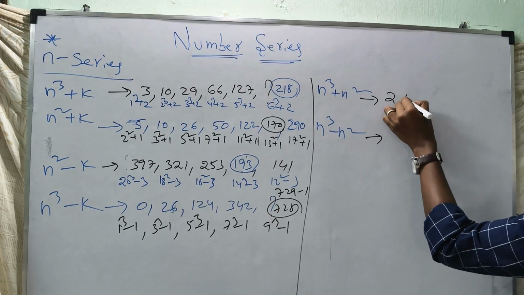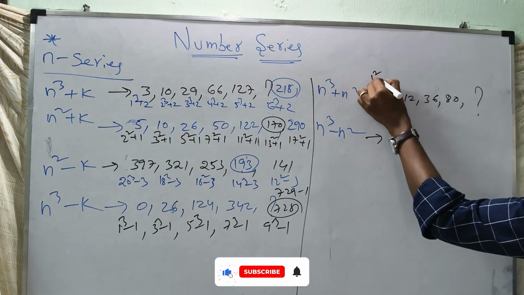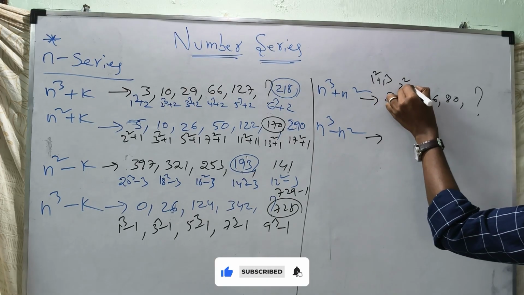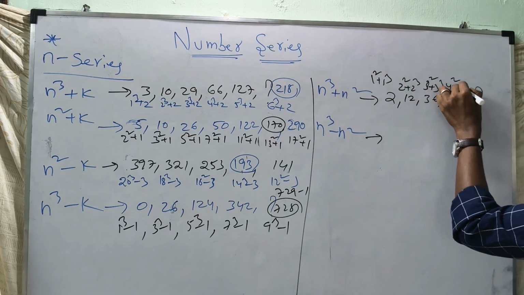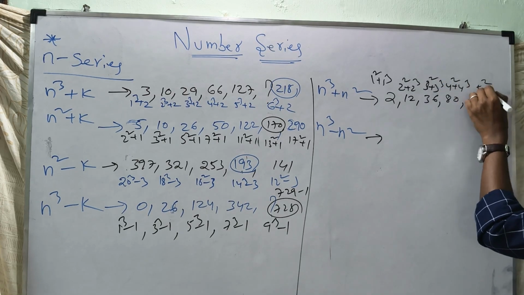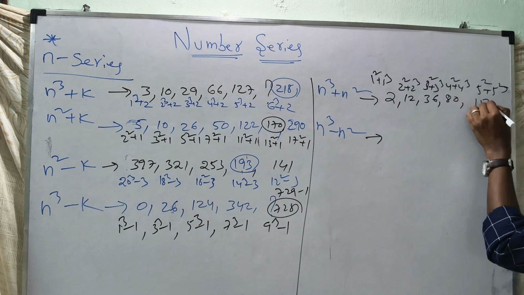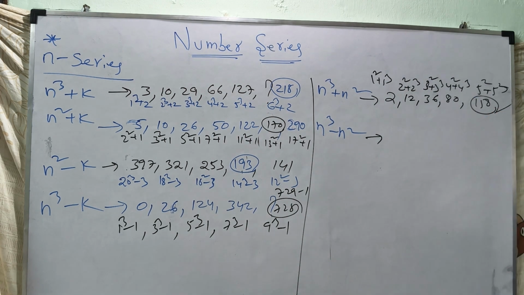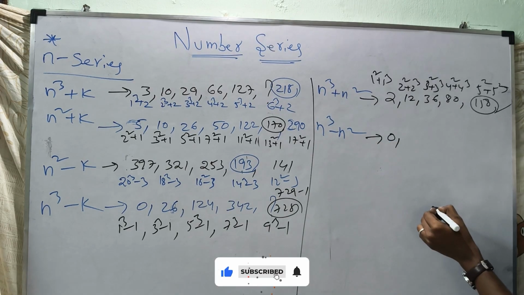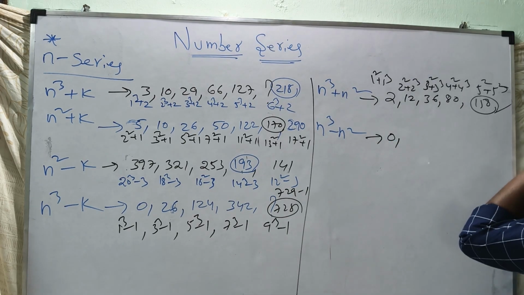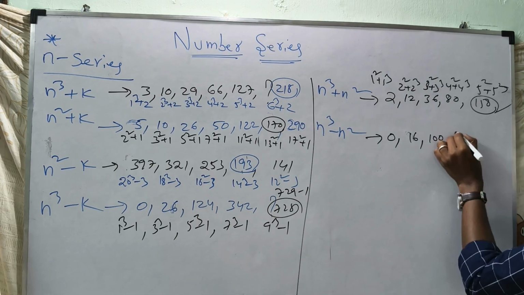Now see, here you can take 2. Next, 12, 36, 80, what next? Shall I write this one? 1 square plus 1 cube, 2 square plus 2 cube, 3 square plus 3 cube, 4 square plus 4 cube. Next would be what? 5 square plus 5 cube. So 25 plus 125, it gives 150. Your answer is 150. Clear? Now next, see here, 0, okay, now 16. Next, 100. Next, what is the question mark?